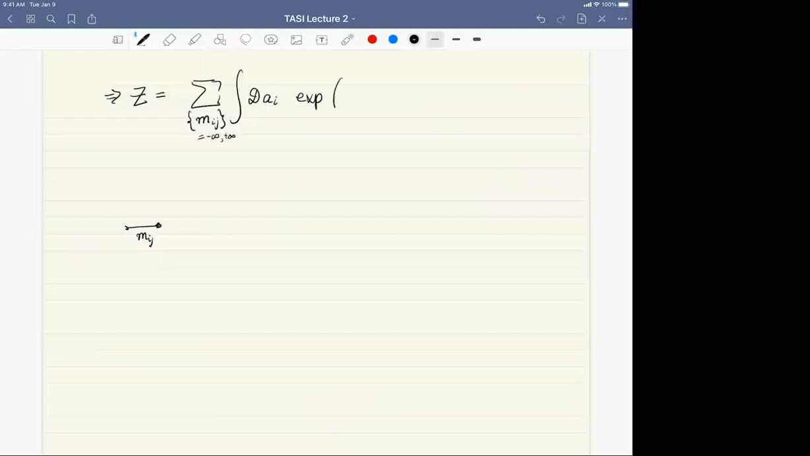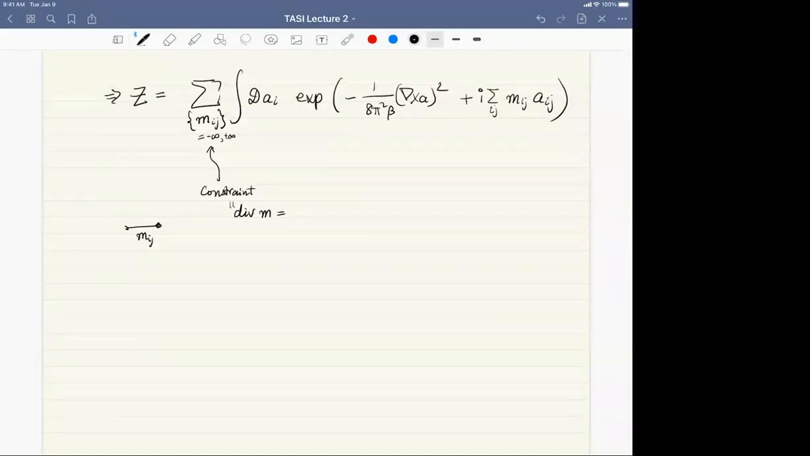And then the action is exponent of minus something very similar to the Maxwell action, discretized in plaquette, sum over plaquette, plus sum over ij, which is m_ij, a_ij, with an i here. It's some 2 pi that I'm... And in this sum, there is a constraint of, again, divergence of m is equal to zero. This is actually how far one can get when we insist on exactness of the transformation. All that happened later required certain physical intuitions or approximation, a combination of both.